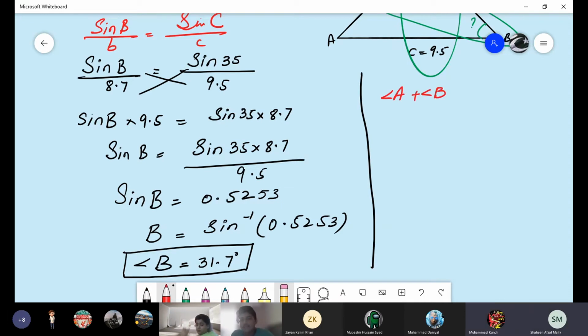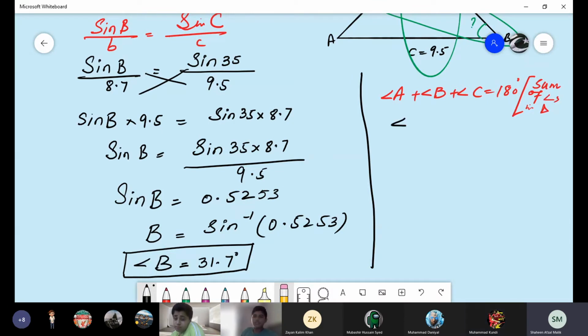Ma'am, angle A plus angle B plus angle C will be equal to 180. We will write the condition. What condition do we have to write? Sum of angles in a triangle. Yes, ma'am. So if we want to find out angle A, that will be 180 minus this angle B, that was 31.7, minus angle C.